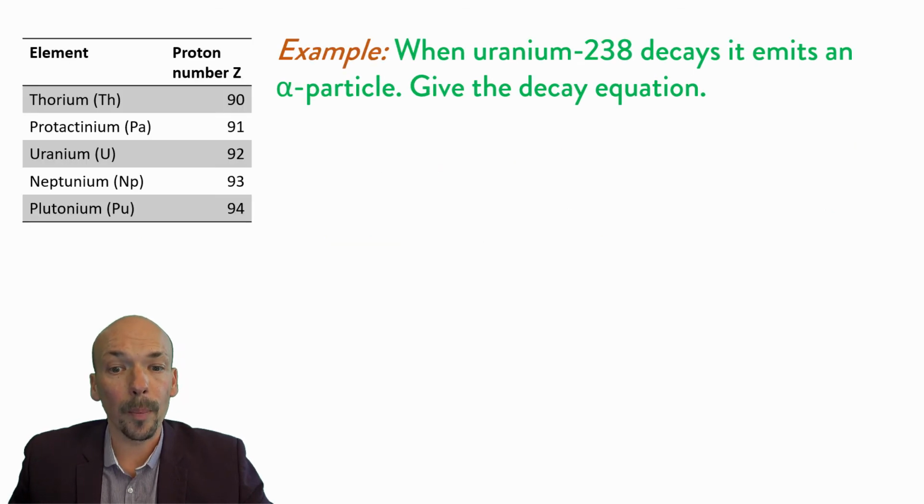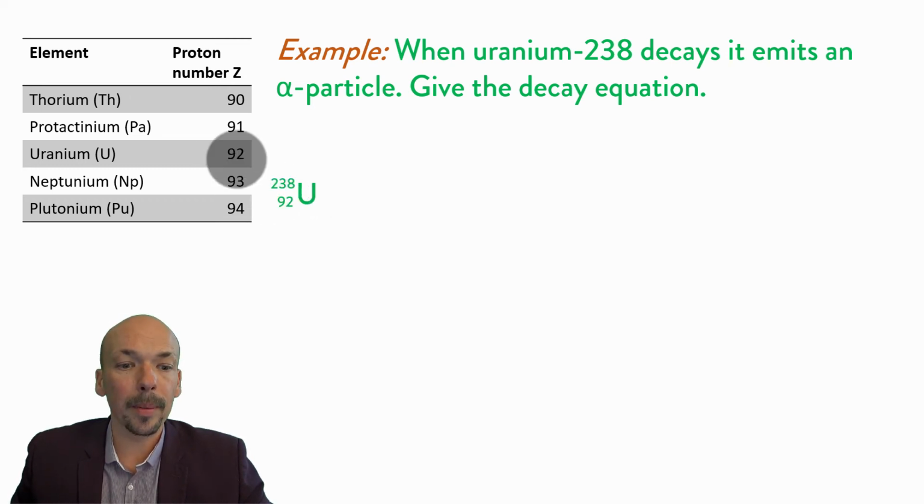So the first example, when uranium-238 decays, it emits an alpha particle. Give the decay equation. Try this one for yourself and pause the video now. First we write down the correct notation for uranium-238. It looks like this. We know that it's 92 because here in this table we can see that the proton number for uranium is 92.